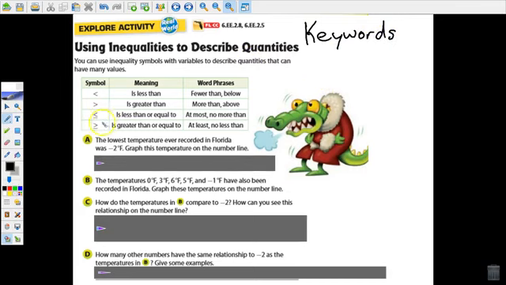So we've got less than or equal to, that's this symbol. It means at most, no more than, or up to. If you see the words, it goes up to this, remember that.